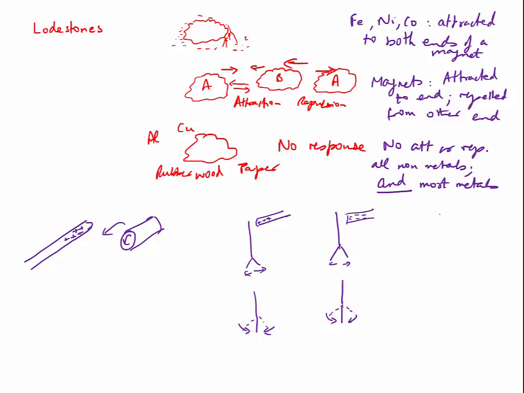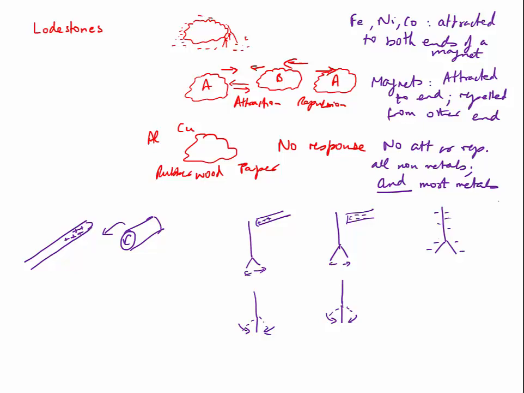And then if I touched the charged rod to the electroscope, then the leaves spread apart. So let's say I touched a negatively charged rod to the electroscope, it transferred some of its negative charges to the electroscope, and the leaves were spread apart.